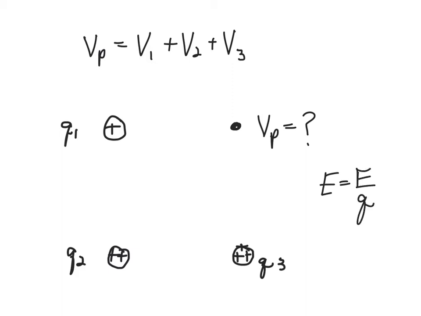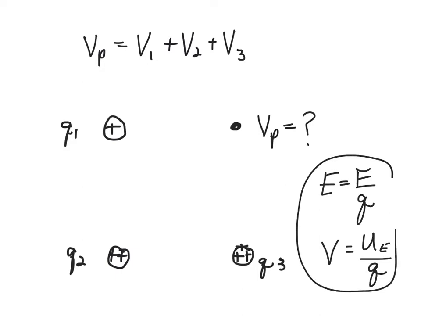So field is related to force, but potential is related to energy. The electric potential is the electric potential energy per unit charge. So it's useful to keep the parallels and differences between these concepts. When we go to this point, we're asking what's the potential energy per unit charge at this point. And there's an energy there due to all three charges. But they're not vectors, they're energies, they're just numbers, they're scalars.